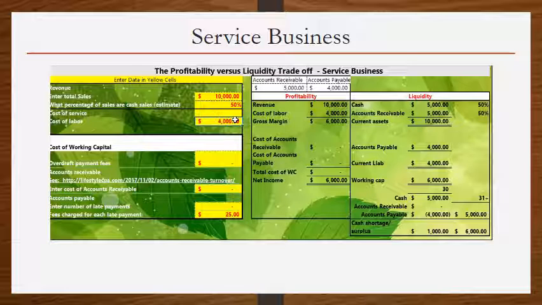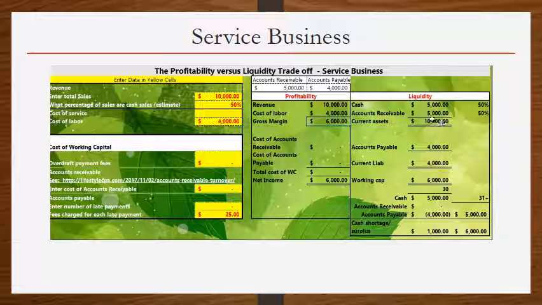So if we're managing working capital as a service business, we want to make sure that whatever we need to make sure our customer gets what they want is properly managed. Because if we're not paying our employees, they're not going to be around for too long. So here we see revenue is 10,000, cost of labor is 4,000, the gross margin when you take away the cost of providing the service is 6,000.